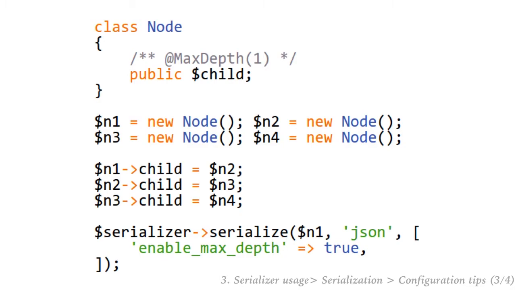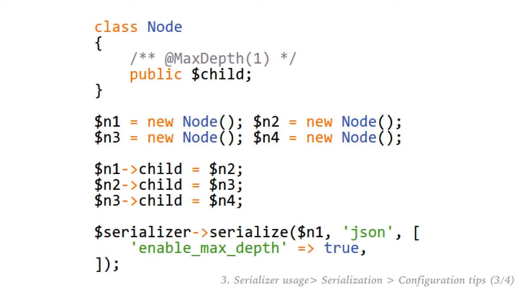And yeah, basically when I want to serialize this thing, I will have all of the tree, and maybe sometimes I just want the first leaf, okay? To have this kind of thing, it's really easy. You just have to add the max depth annotation up there. In here, I put 1 because I just want 1 layer, okay?